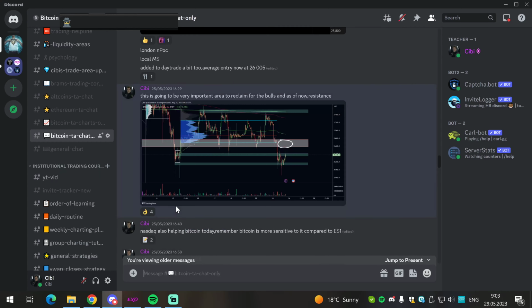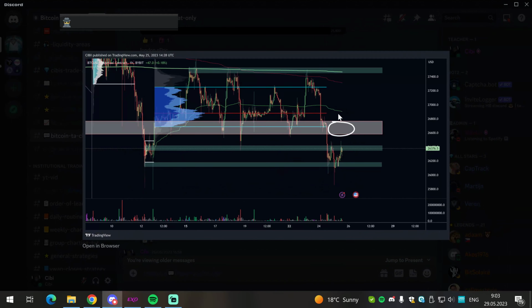Key market structure to overcome. So this was our most immediate resistance area. If we reclaim this, I said this is going to be a green light for the market to continue higher, because it is the VAL of the bigger range, and it's also a very important market structure here. Let me show you on the chart.